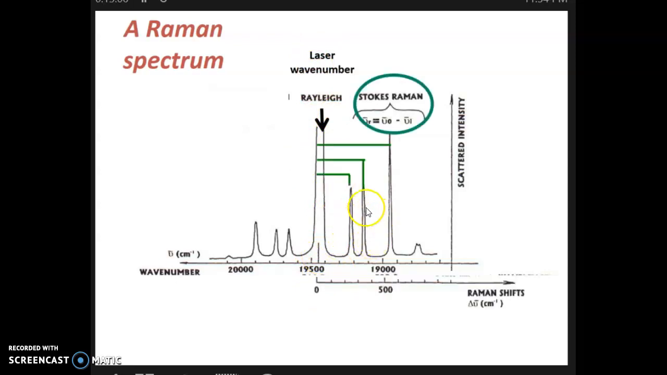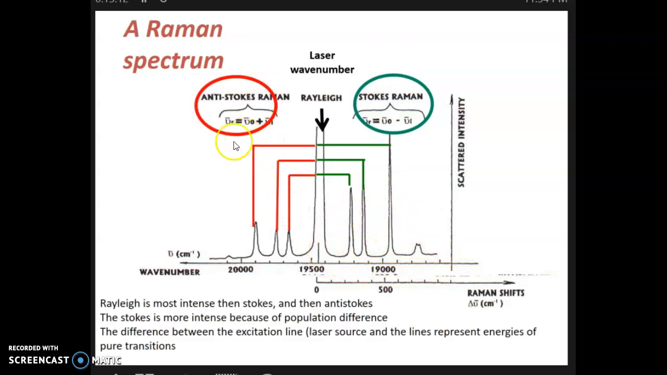And then we have the Stokes shifted ones. That's to the lower energy, because you have removed some part of the energy. And then you have the anti-Stokes. So it is noted that the Rayleigh is the most intense because most light is scattered at the same frequency. And the Stokes is more intense because molecules are going from a ground state to a higher state, than the anti-Stokes, which involves higher states back to the lower state. And because the lower state is usually more populated than the upper states.